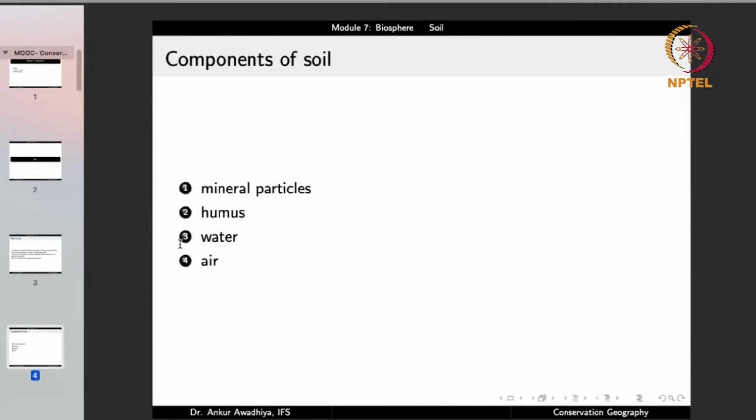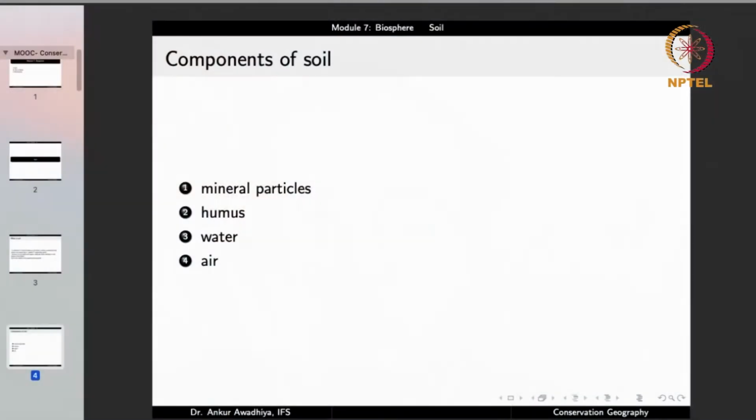Third, we have water. So soils retain a lot of moisture. If you take a sample of soil, you will find that it also has water. Plus, the space between mineral particles that is not filled with humus or water contains air. So these are the four components of soil: mineral particles, humus, water and air.